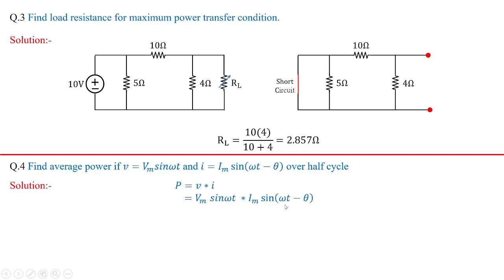Since we have here sin A multiplied with sin B, I can replace the formula with the help of sin A sin B formula, and that is obtained to be Vm Im by 2 cos theta minus cos 2 omega t minus theta. Now this is the harmonic component. It can be neglected. We have to take only the true power. So when the average power is accounted for half cycle, the value of integration of cos theta will be sin theta, and sin 0 or sin pi value is always 0. So the average power here it is obtained to be 0.